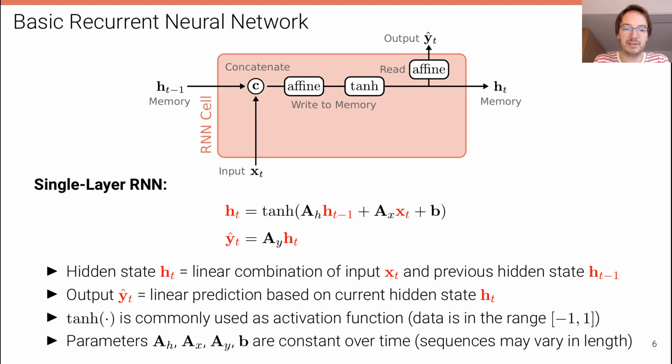In other words, the hidden state ht is a linear combination of the input xt and the previous hidden state ht-1, and the output is a linear prediction based on the current hidden state ht.